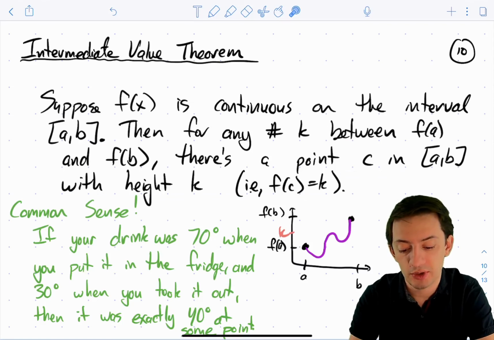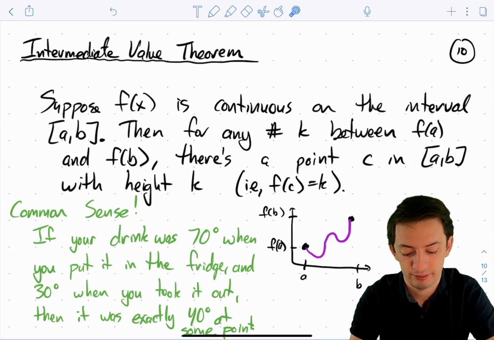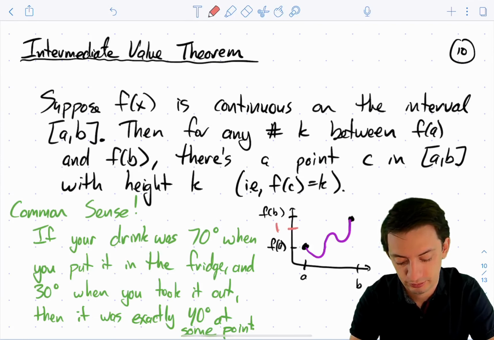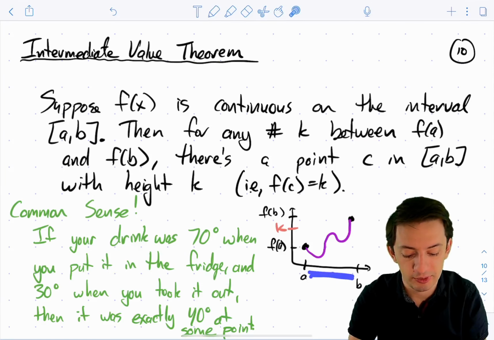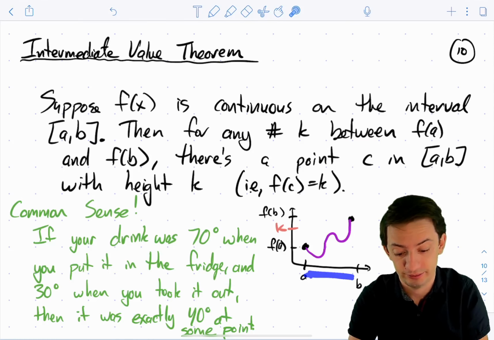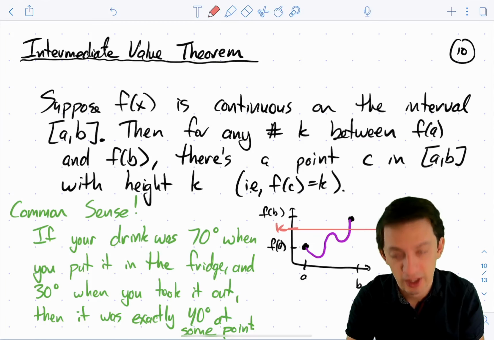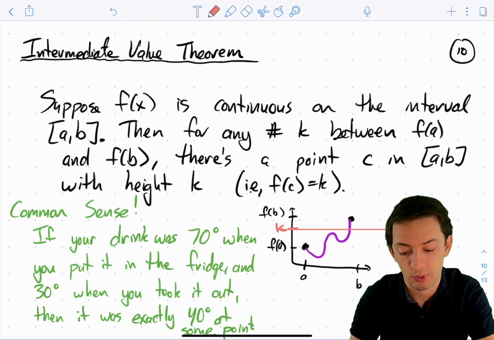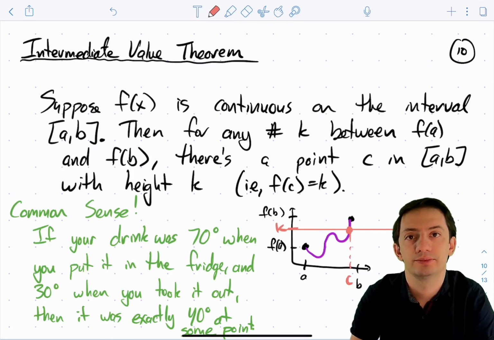Okay, so let me show you in the picture what that means. That says I can pick any height between f of a and f of b. We'll call that k. And that means at some x value between when I started and when I end, I must have actually hit that height. So we can draw a horizontal line. And at some point between a and b, I will actually hit my graph at least once. So here I hit it here. That means we can call that c.